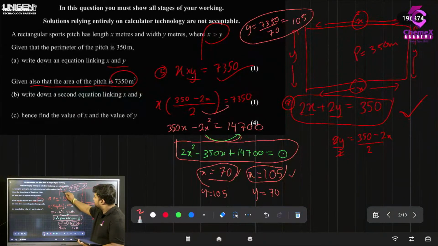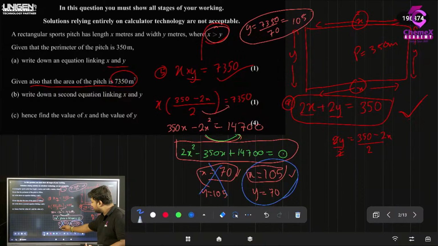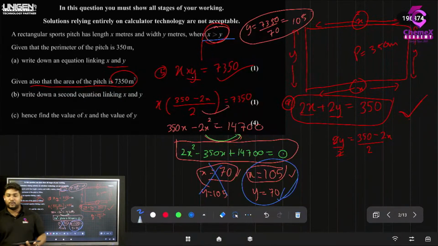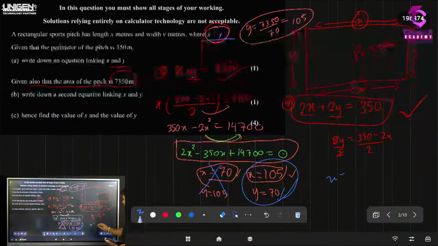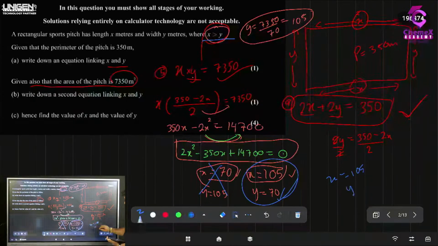Here can you see x is larger than y. So what should I take? Write this, not this. Why? Because they say in here x is larger than y. So x should be 105, y should be 70, not the other one. Got it? You can find both, but at the end conclude your answer. x equals 105, y equals 70. Any doubts? Anyone?